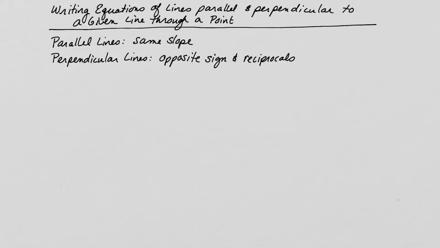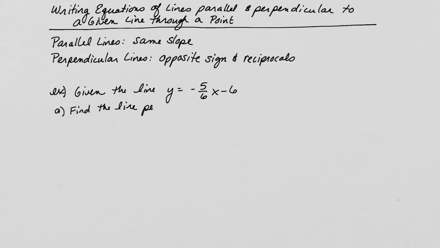Okay, so we're still going to need the same two things that we've been needing all of this time when we're writing equations of lines. We're going to need a slope and we're going to need a point. So the parallel and perpendicular part is going to come in when we're trying to find the slope. So for example, given the line y equals negative 5/6 x minus 6, the first thing we want to do is find the line perpendicular to this and through the point 5, 6.